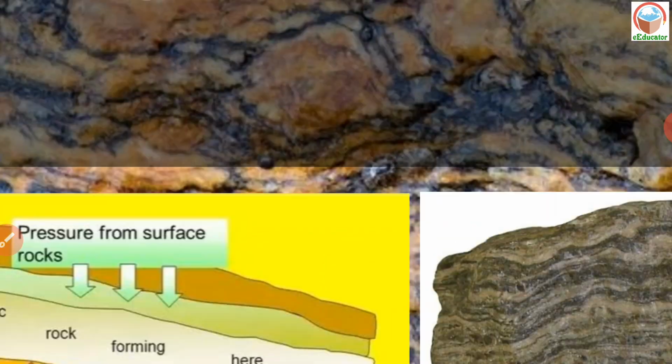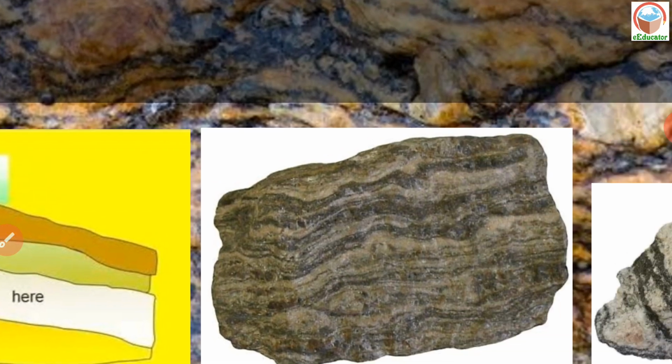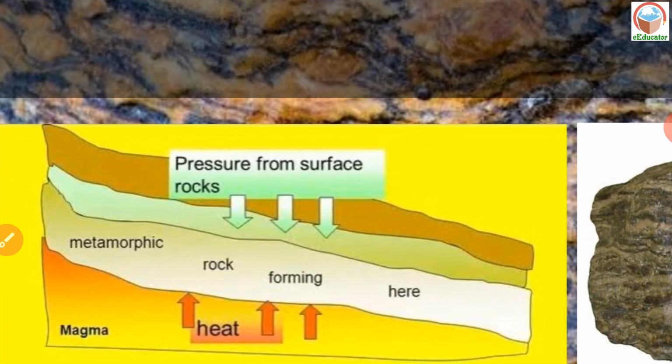Look here: there is heat in the interior part of the earth, and the earth's surface crust provides pressure. The rocks available in the interior part of the earth may be igneous or sedimentary rock. Under the continuous pressure of the earth's surface and the heat of the interior, slowly and gradually that igneous rock and sedimentary rock change their characteristics and transform into metamorphic rock.